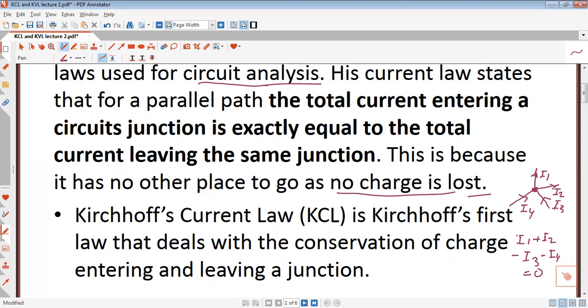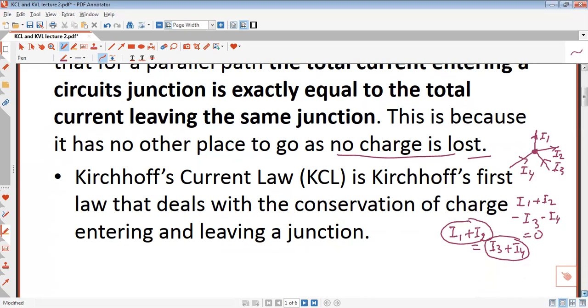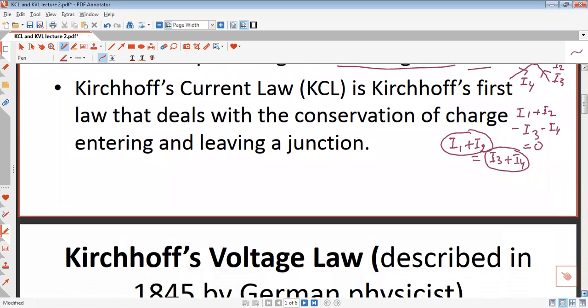Some numericals I will see later, so the concept will be more clear by using some numericals. The thing is that I1 plus I2 will be equal to I3 plus I4. It means the sum of incoming current is equal to the sum of outgoing current. This is our incoming current and this is our outgoing current. So the sum of incoming current is equal to the sum of outgoing current. This is called Kirchhoff current law.